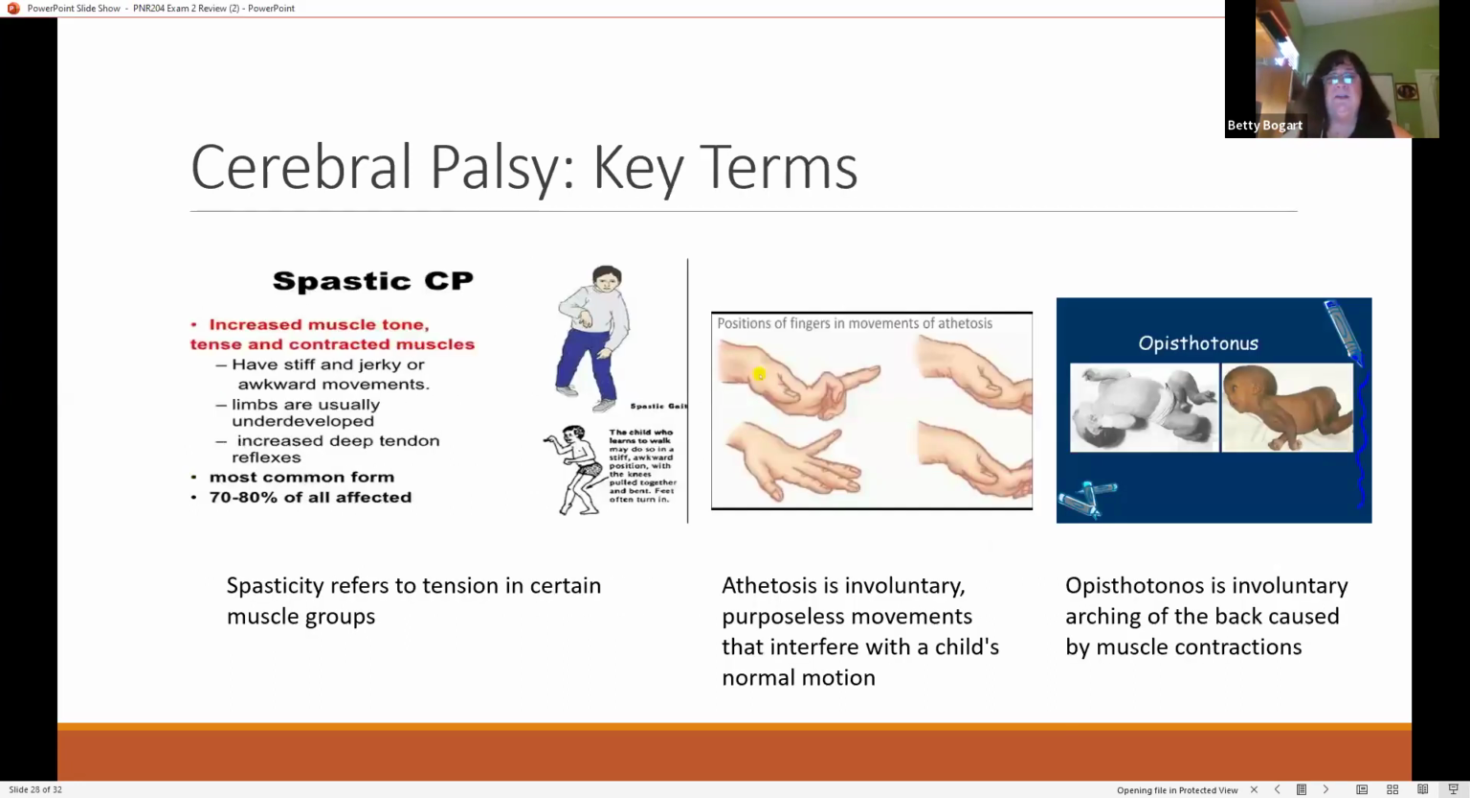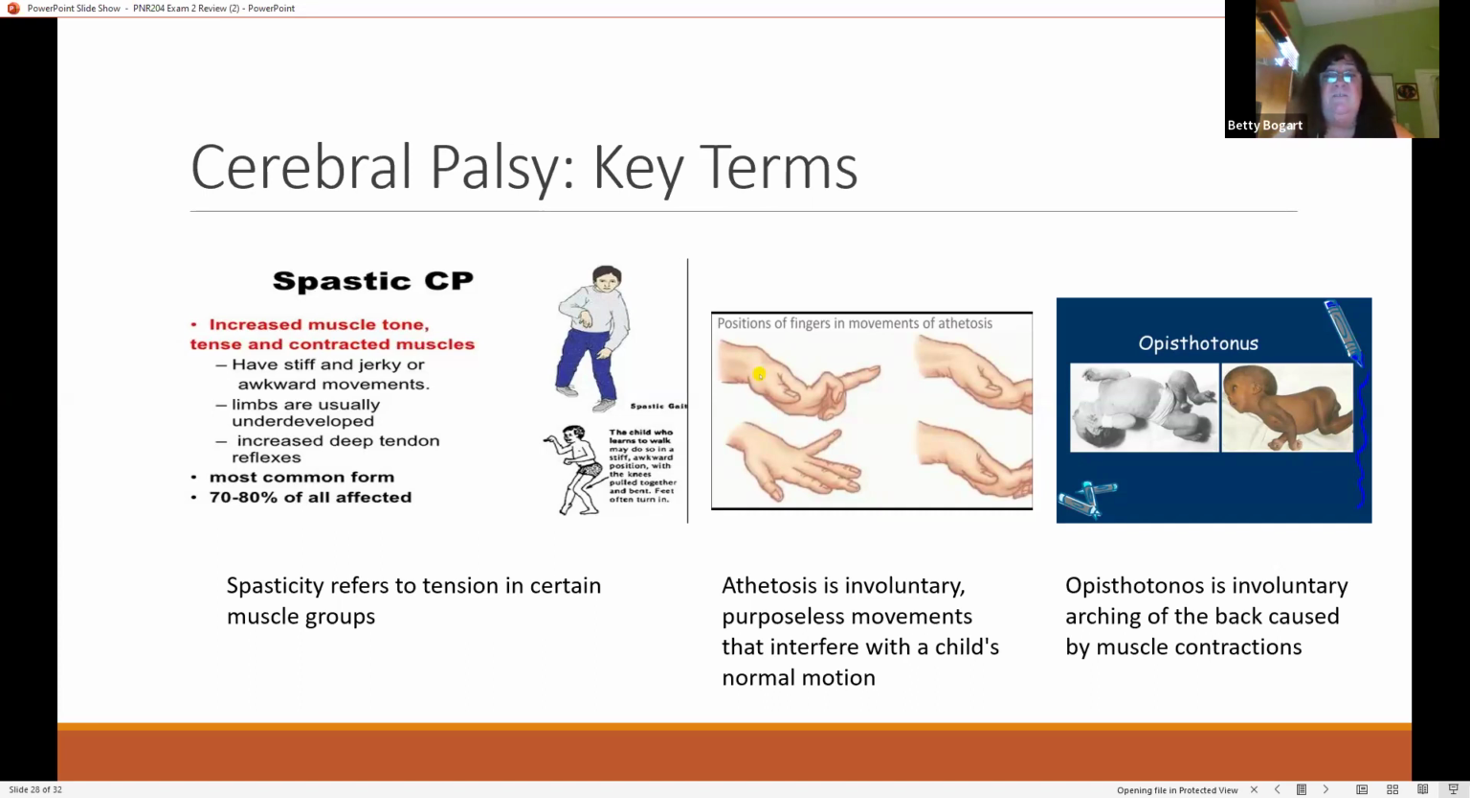So what are some key terms you need to know? Well, spastic cerebral palsy is when they have these stiff, awkward movements, and they're so excited to see you, they get so tense and they put their hands out and they're just stiff, like all their muscles tighten.